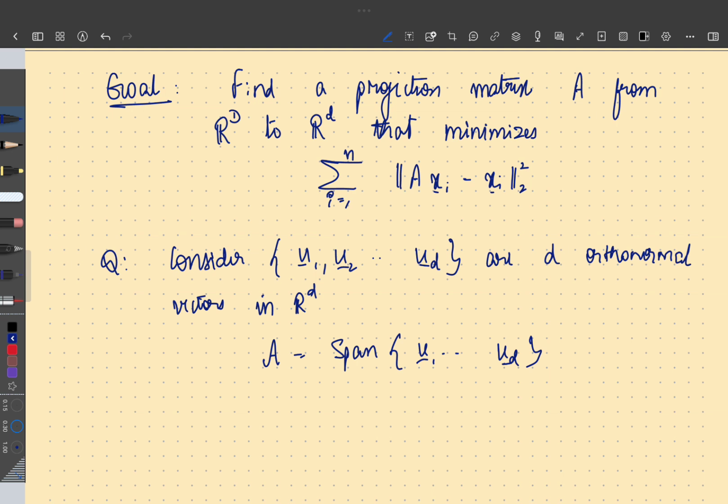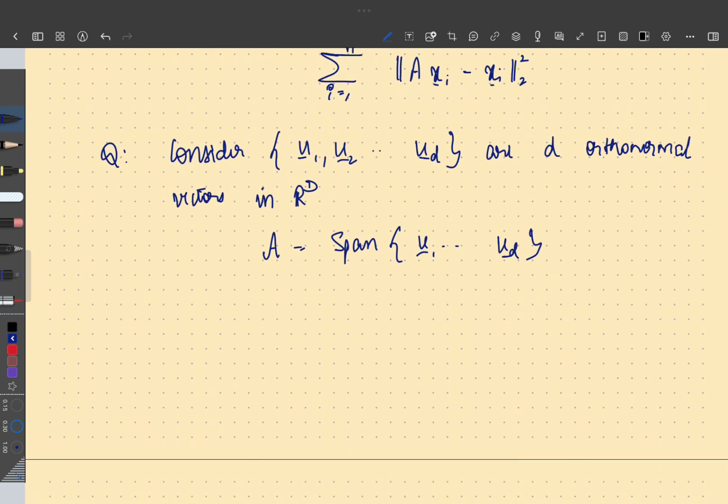Sorry. The matrix A is a capital D cross capital D matrix, so it should be in R capital D cross capital D. That's right. I'm sorry. So let's say that the subspace is the span of u1 through ud. Then we want to find the matrix that gives the orthogonal projection of any vector down to this particular span.